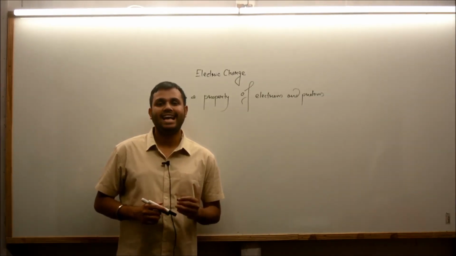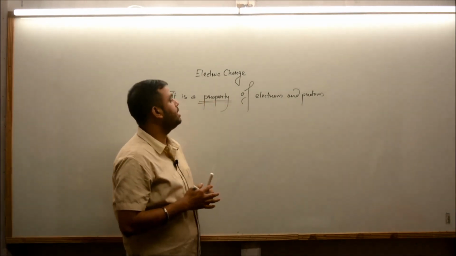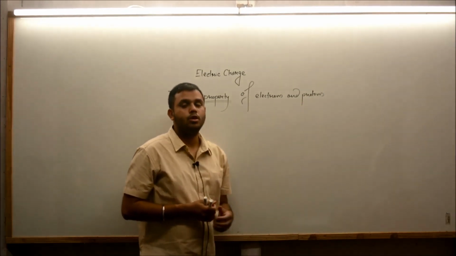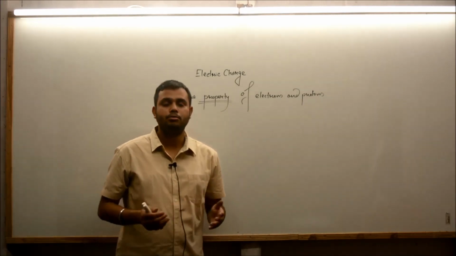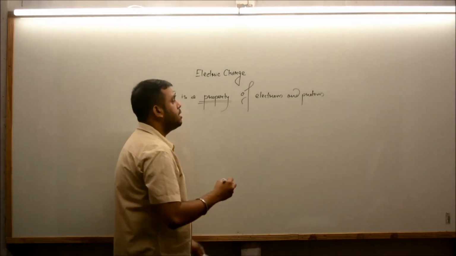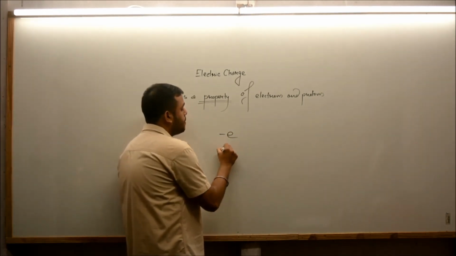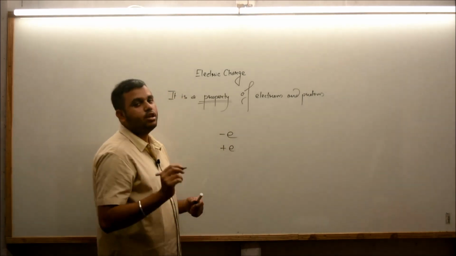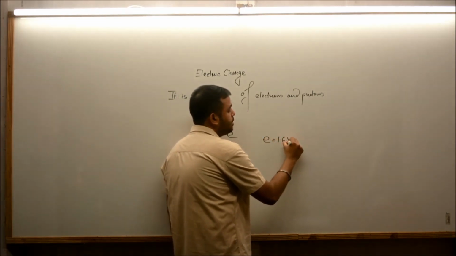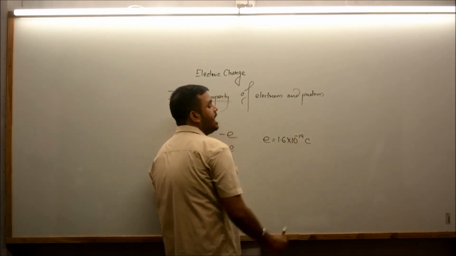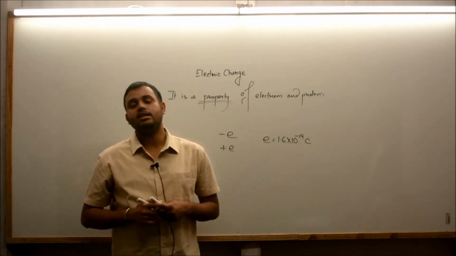Now we will see what exactly electric charge is. It is a property of the elementary particles electrons and protons which gives rise to electric force of attraction or repulsion between them or between various objects. The charge possessed by an electron is minus e and the charge possessed by a proton is plus e. What is e here? e doesn't stand for electron here. e is a constant whose value is 1.6 multiplied by 10 to the power minus 19 coulomb, and coulomb is the SI unit of charge, and you must know that charge is a scalar quantity.